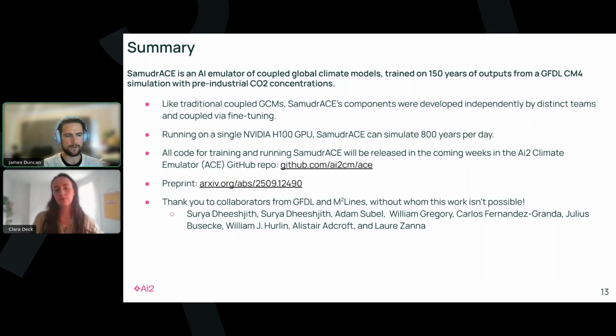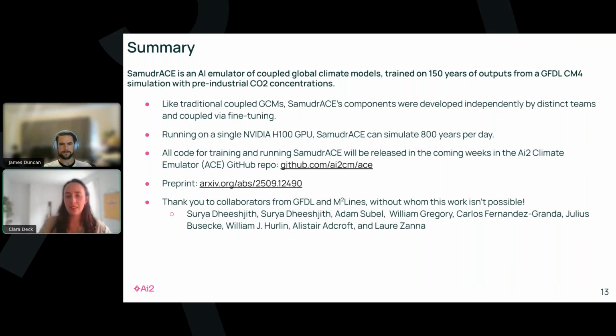But I would certainly love to develop this type of emulator that can work at higher resolution and be stable for many years or century rollouts, but TBD if that'll be possible.